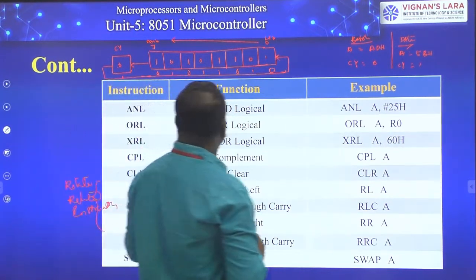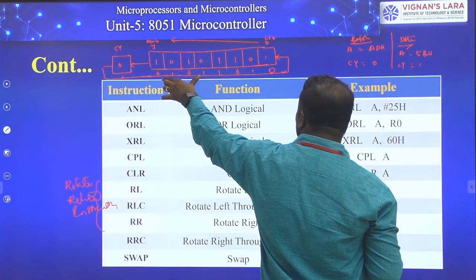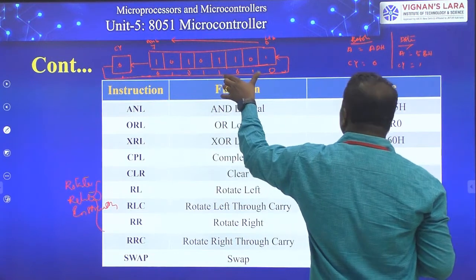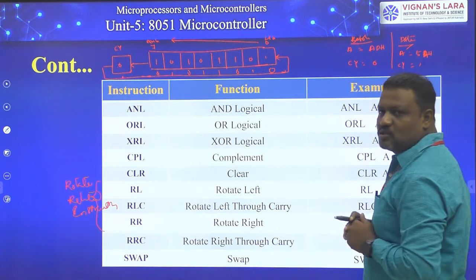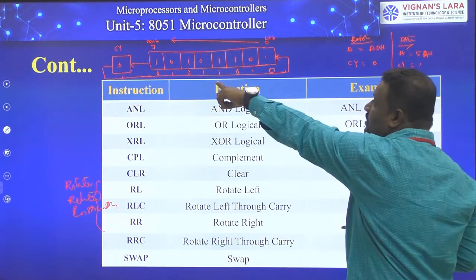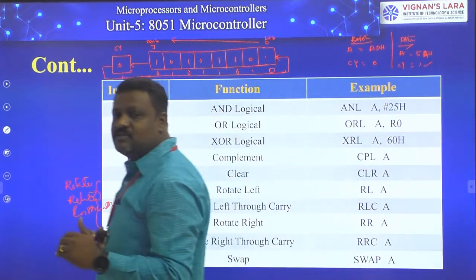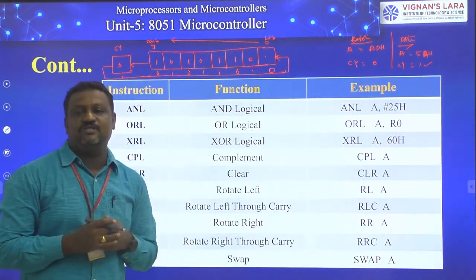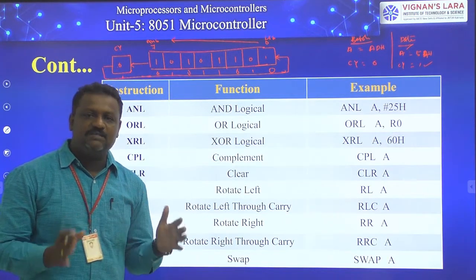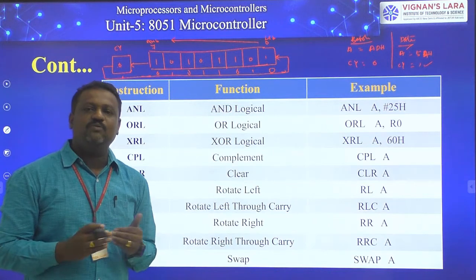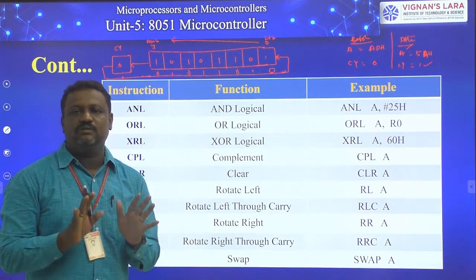What is the final value? Here are the accumulator values. Again it is 0101, and 1010 is now A. So accumulator value is 5AH and carry value is 1. The only difference between this and the previous instruction is that in the previous instruction execution our carry flag was not participating in the rotation operation, but in this case the carry flag also participates in the rotation operation.